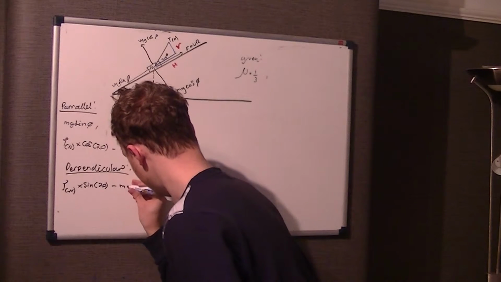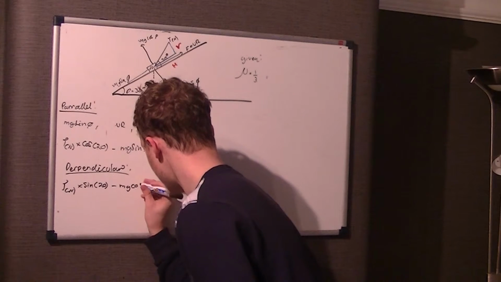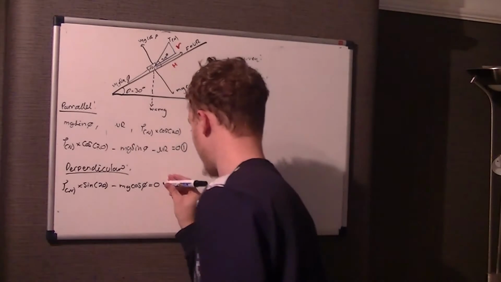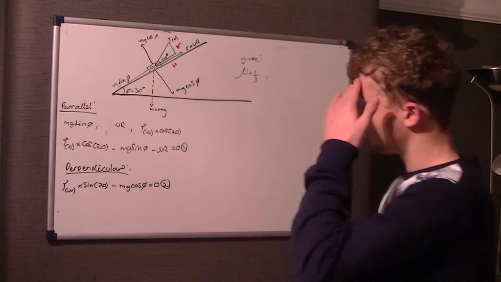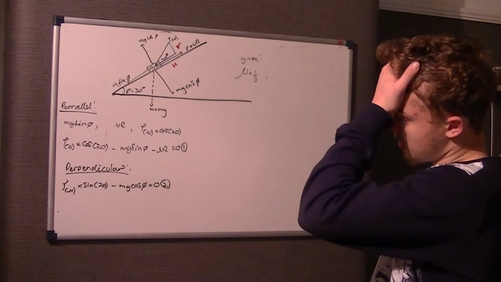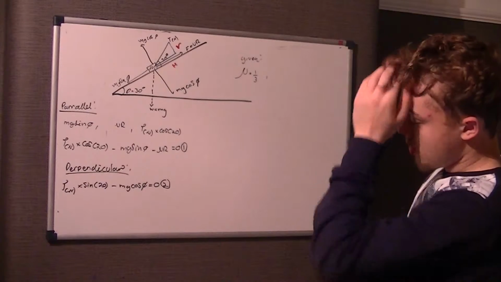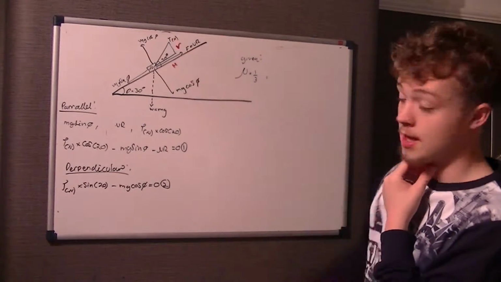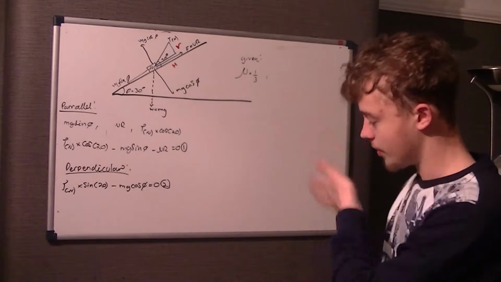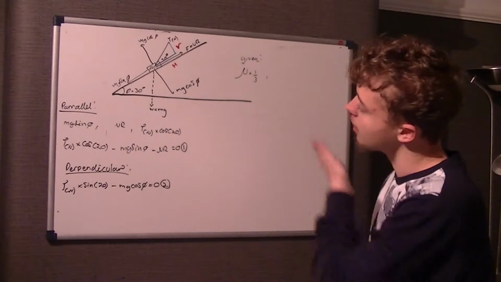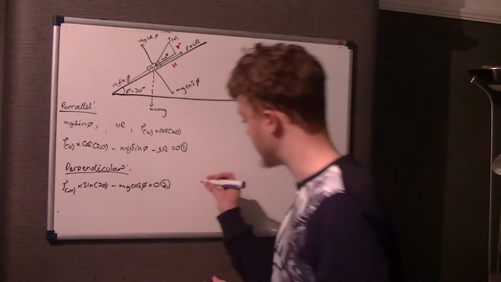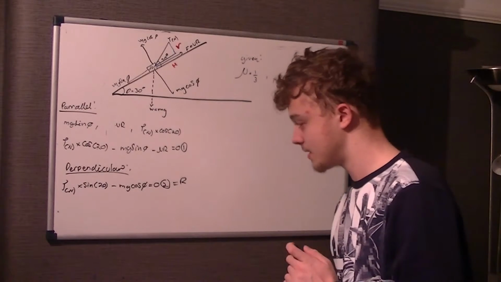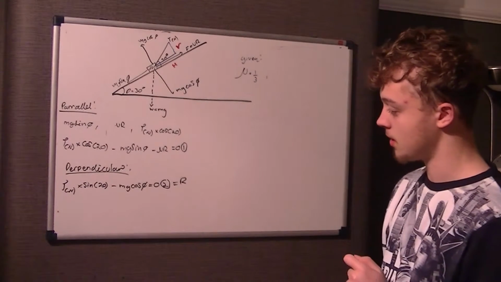Take mg cos theta, and we know that is equal to 0. We're going to call that equation 2. Now this is equal to the perpendicular force, so we're going to call that R. So equation 2 equals R. R is Tn sine 20, take mg cos theta.